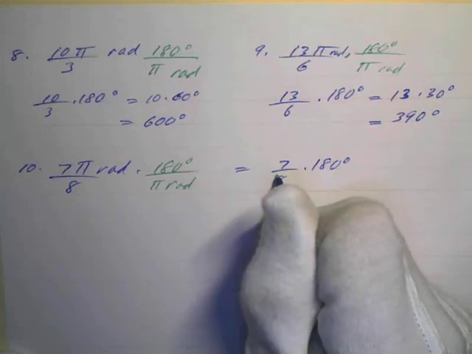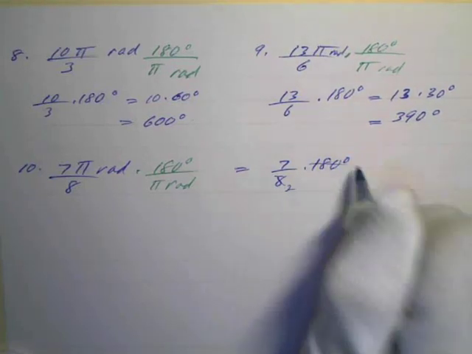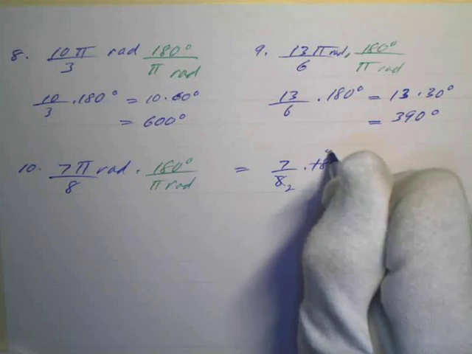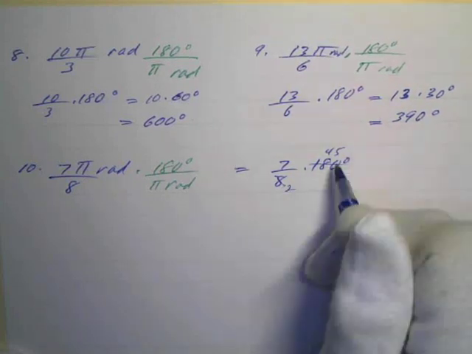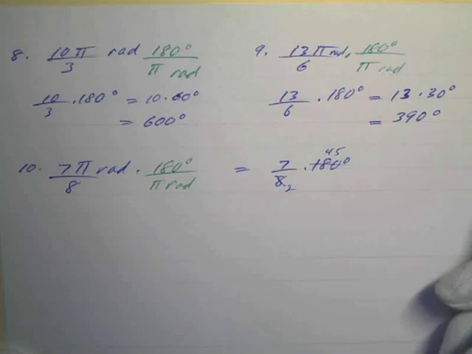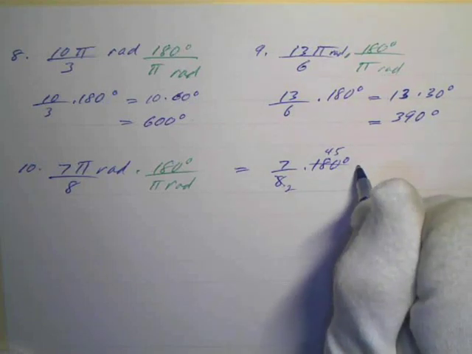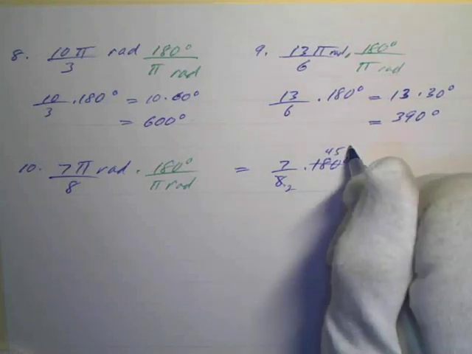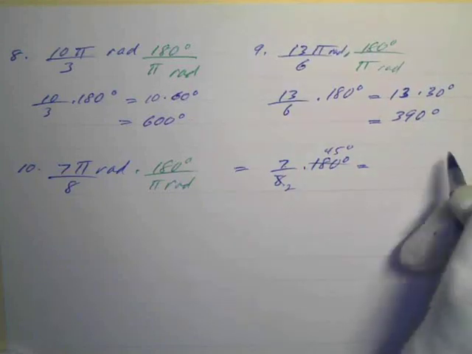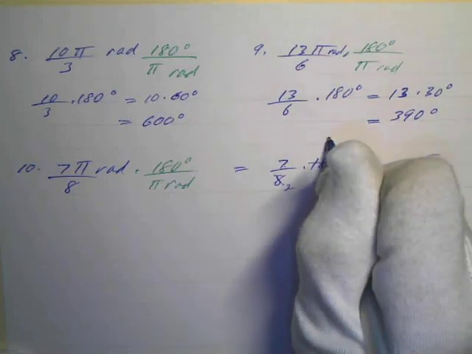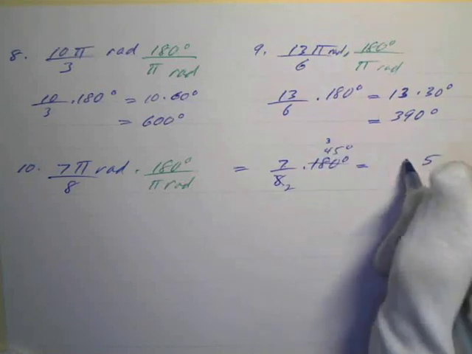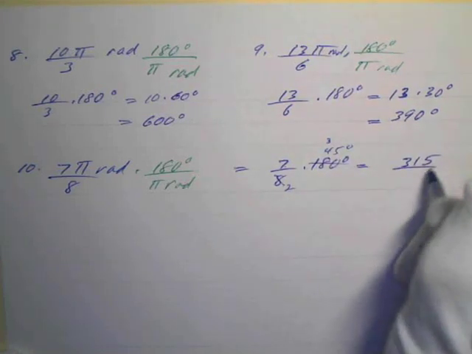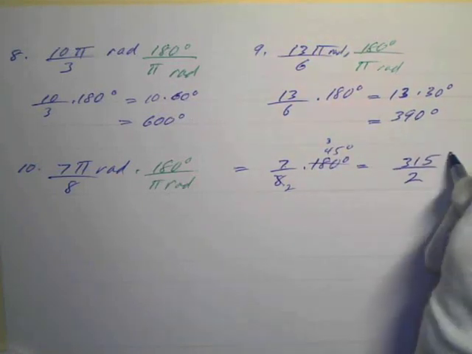So 4 goes in there twice, and 4 goes in there 45 times. 4 goes in there twice, 4 goes in there 45 times, because 4 times 45 is 180. And I can multiply this. So 7 times 45 is 315. So 315 over 2 degrees, I guess.